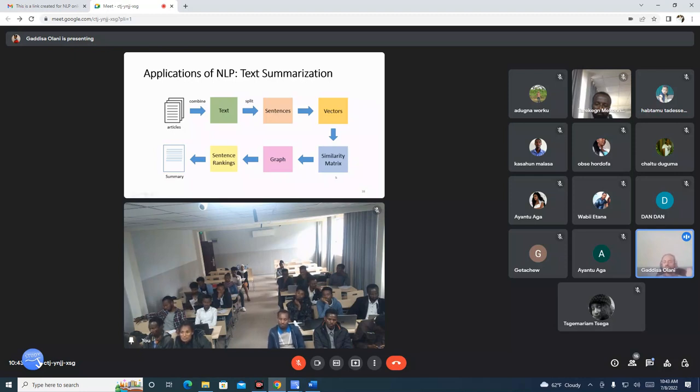And then we need to compute the similarity. If those texts are similar, we can remove those redundant sentences from the paragraph, and then finally we do the ranking and we can provide the summary.